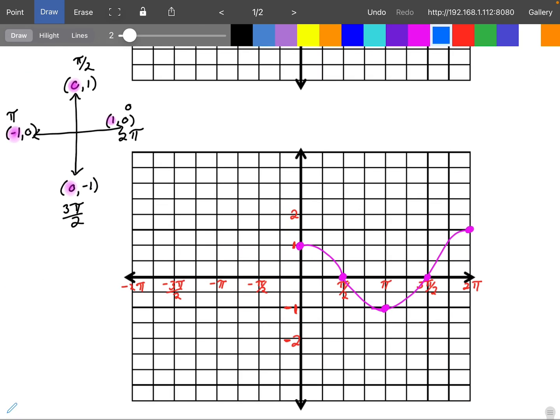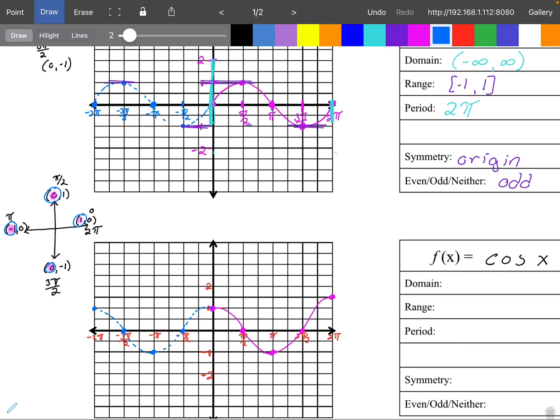Now if we go backwards, so negative pi over 2 is going to be here at 0. Then negative pi is going to be -1. Then we have negative 3 pi over 2 is 0. And then negative 2 pi is back to 1. So then if I go backwards, I still have that same basic behavior. I make sure it's nice and curved. And compare your sine and cosine functions. They have the exact same shape.